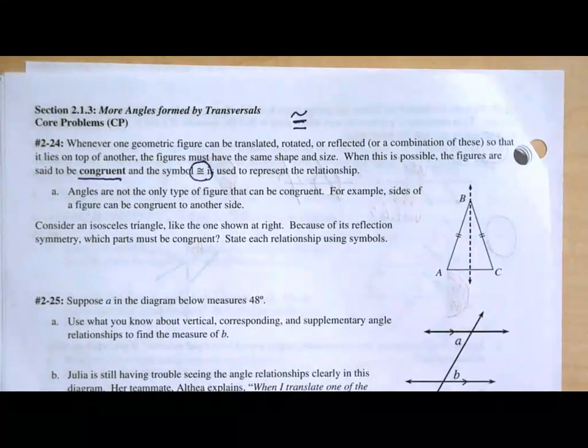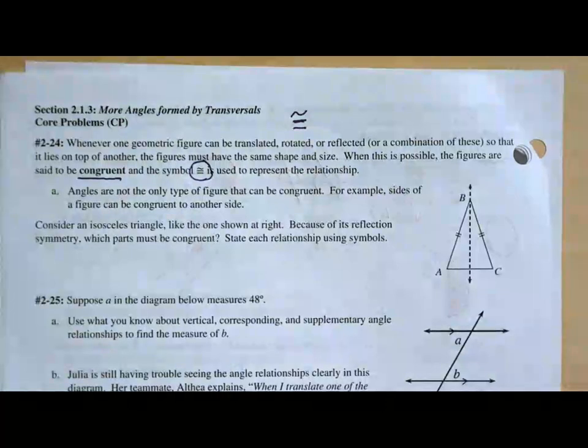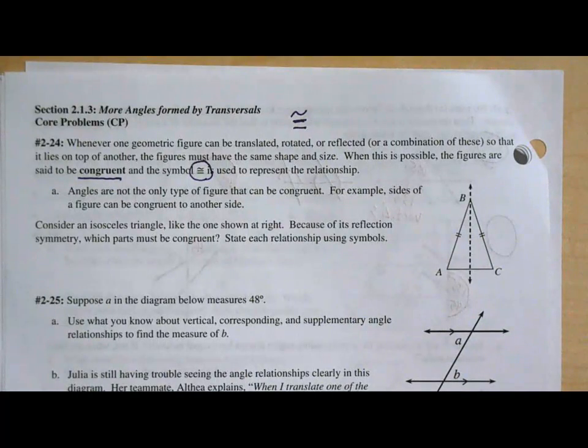We're going to be developing the idea of what congruent means over the course of the first semester here. We've already talked about angles being congruent. So two classes ago, we talked about how vertical angles are congruent. And when we're talking about angles, it just means that they're the exact same size.